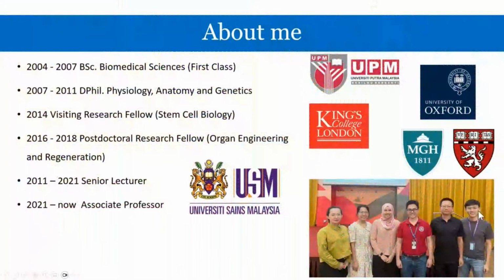I earned my bachelor degree in biomedical science from Universiti Putra Malaysia. I also did my doctoral degree at the University of Oxford, in the Department of Physiology, Anatomy and Genetics. I was also a visiting research fellow at King's College London, and I did my postdoctoral research fellowships at Massachusetts General Hospital, Harvard Medical School. I have served at Universiti Sains Malaysia as a senior lecturer since 2011, and I have now been promoted to associate professor.